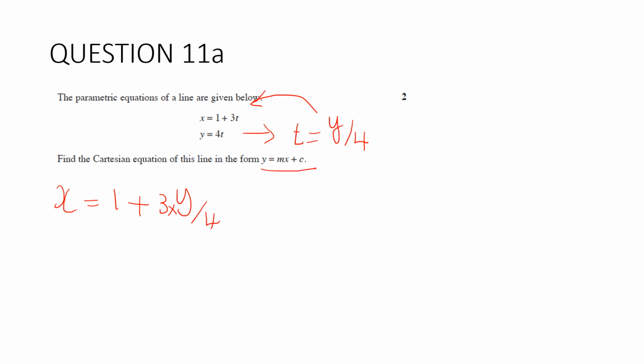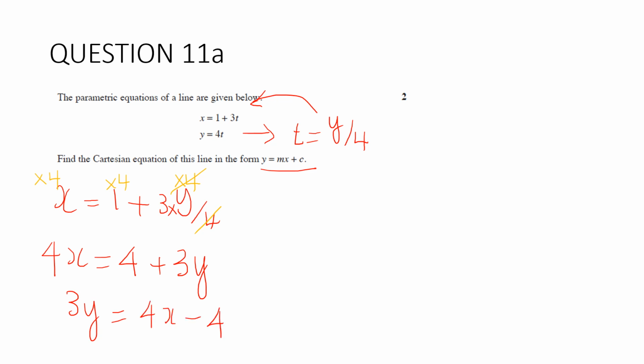So we're going to start by making t the subject. So t is equal to y divided by 4, and then we're going to substitute into the first equation. x is equal to 1 plus 3 lots of y divided by 4. And we want to make y the subject, so I'm going to start by multiplying everything by 4. And we end up with 4x is equal to 4 plus 3y. 3y is equal to 4x take away 4. y is equal to 4/3 x take away 4/3.